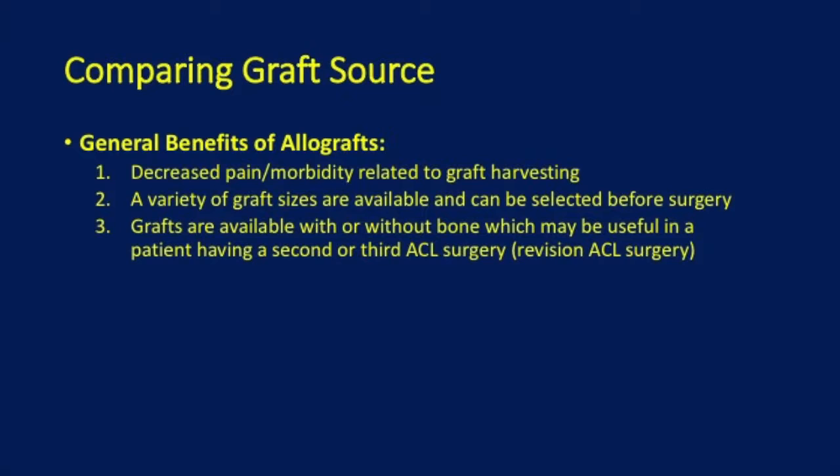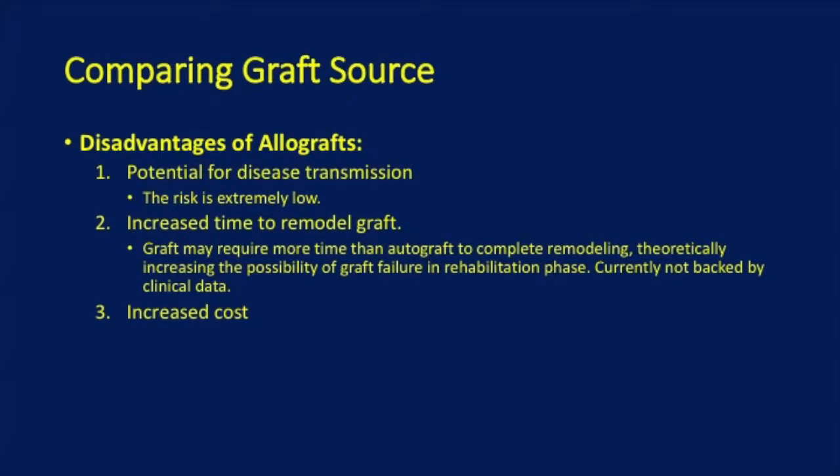Some of the disadvantages of allografts include the potential for disease transmission, although the risk is extremely low, and the increased time to remodel a graft. Theoretically, the graft may require more time than an autograft to complete remodeling, increasing the possibility of graft failure during the rehabilitation phase. However, this is not currently backed by clinical data. There's also the added cost to the insurer or patient of an allograft.